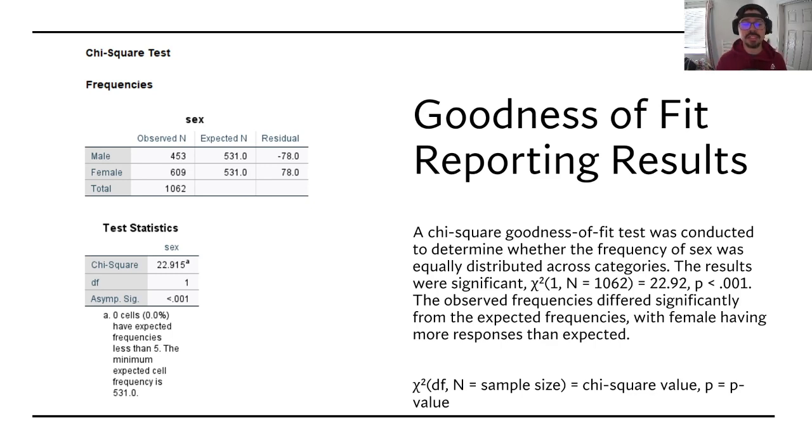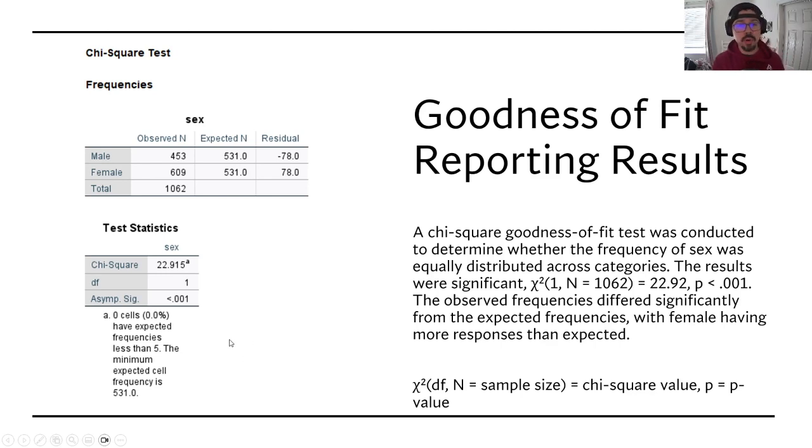However, this value here, whatever your probability value is here, that is what you are comparing against 0.05 to determine significance. As always, if it is greater than 0.05, it is not significant. If it is less than 0.05, it is significant. According to the results of this particular analysis, we do find significance. So there's a significant difference in the observed and expected frequencies.